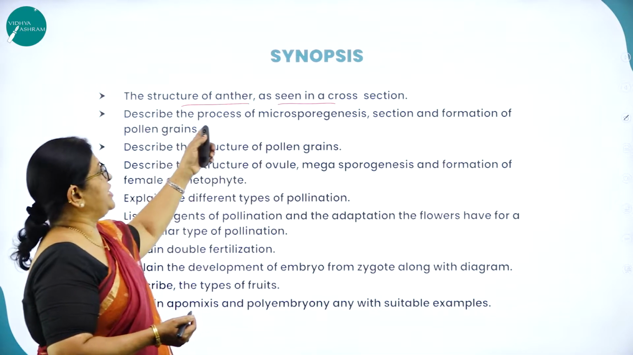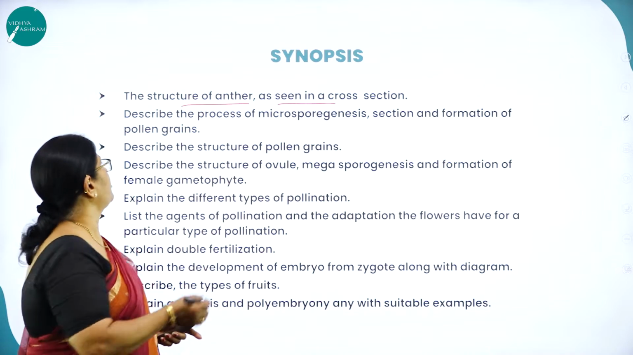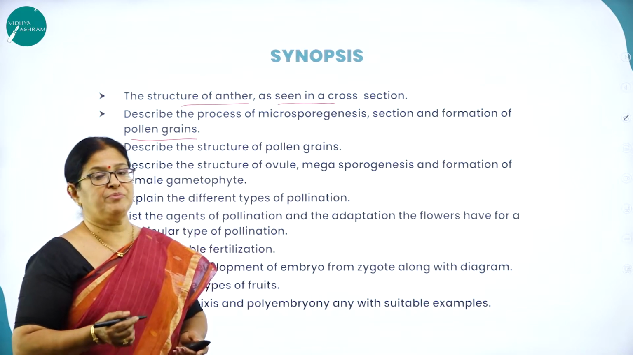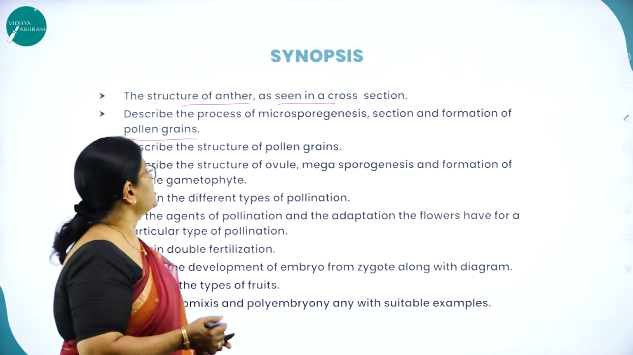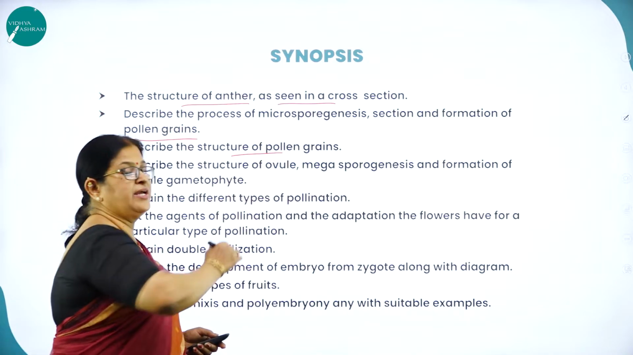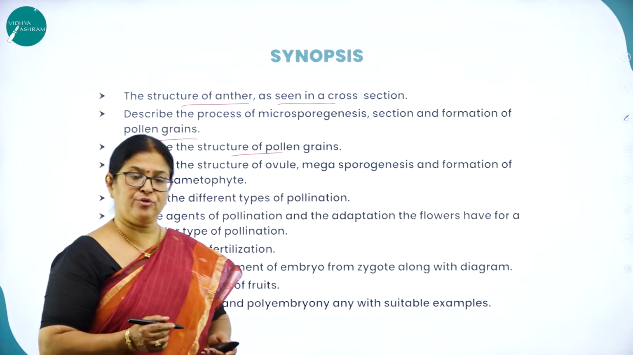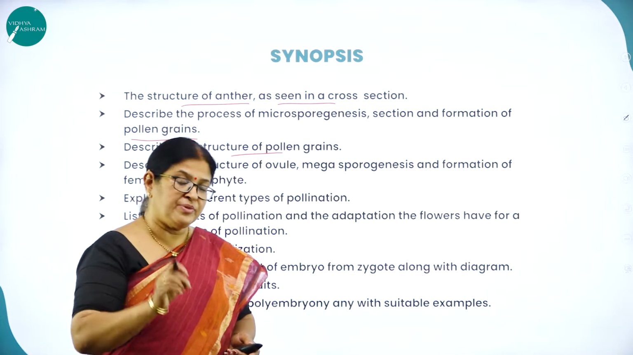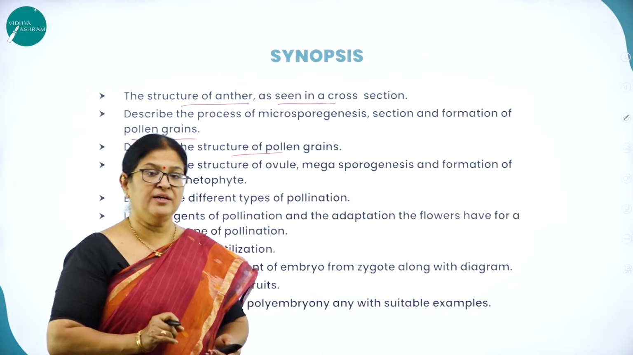Next we will be studying the process of microsporogenesis and formation of pollen grain. The process of formation of pollen grain from the pollen mother cell is called microsporogenesis. When we study the structure of a pollen grain, as we know, pollen grain is a male gametophyte which measures around 20 to 25 micron in width, and the pollen grain is made up of two layers, outer exine and inner intine.